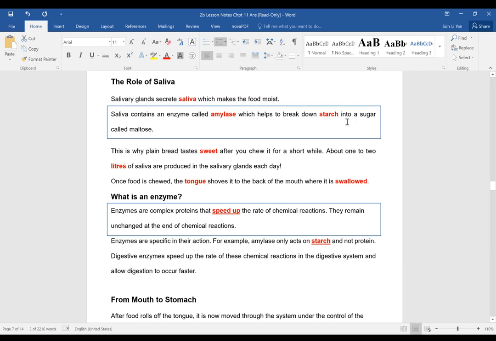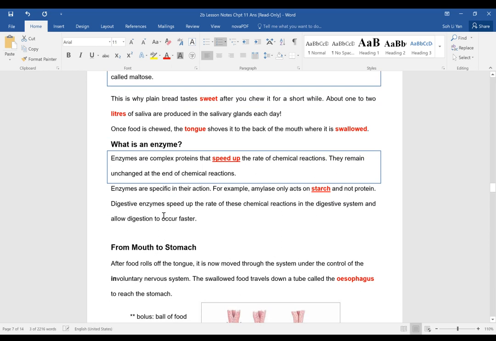I'm not sure whether you remember when you were in Secondary One, we learned about chemical reactions. In chemical reactions, there will be a new product being formed. So you can see that at the end of the digestion of starch, there's a new product, which is maltose, very different from starch. One thing to take note, enzymes are specific in their action.